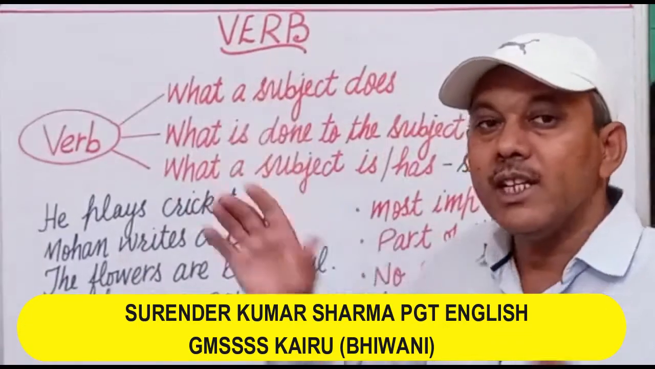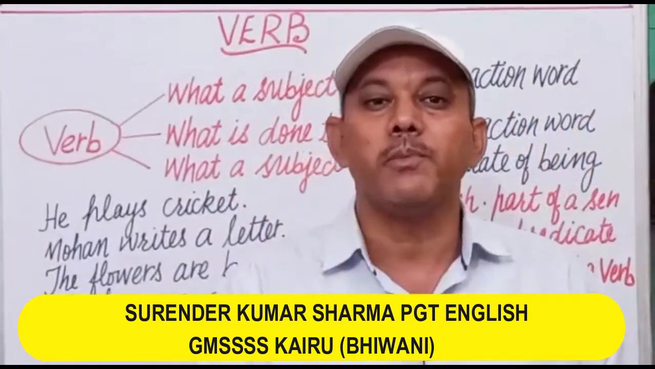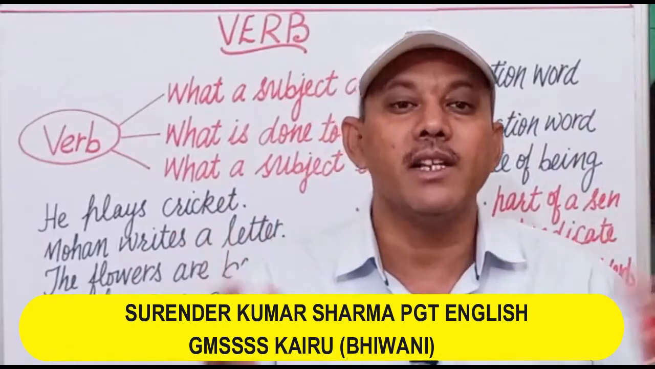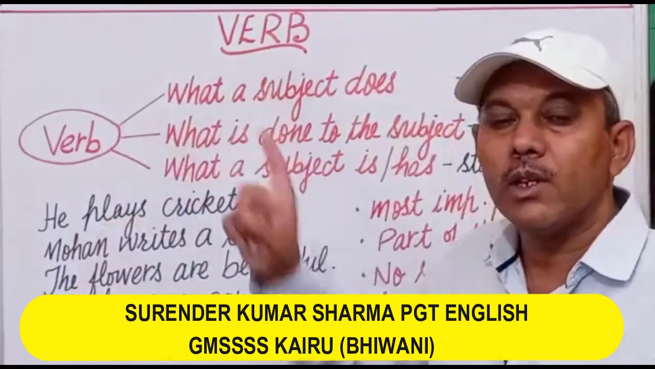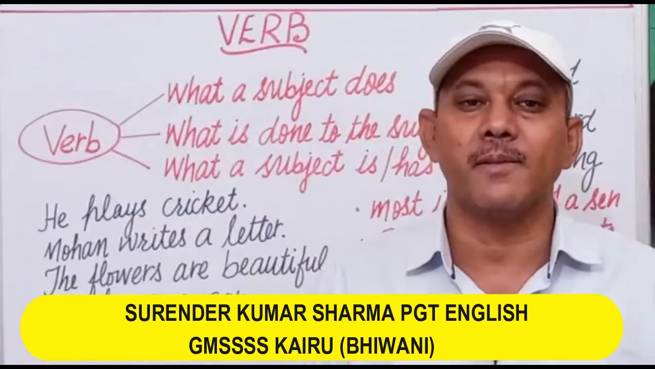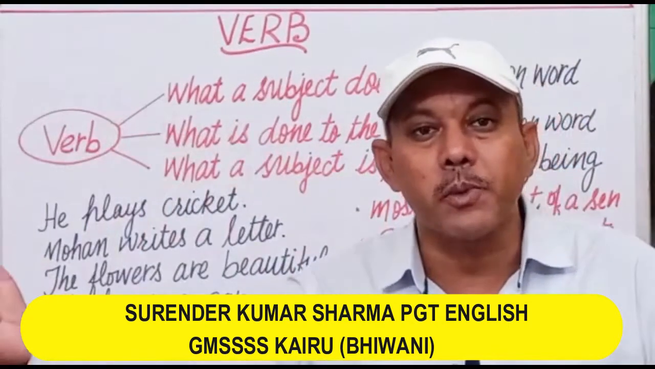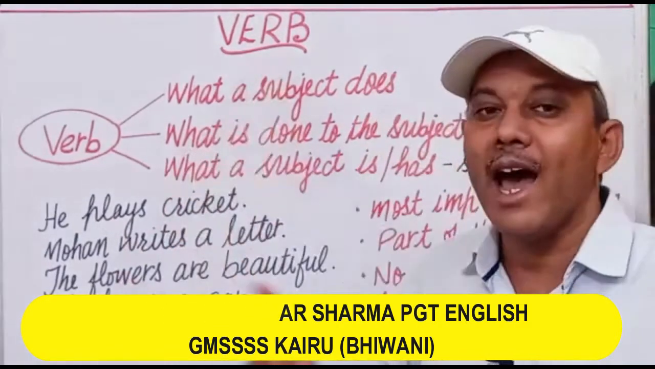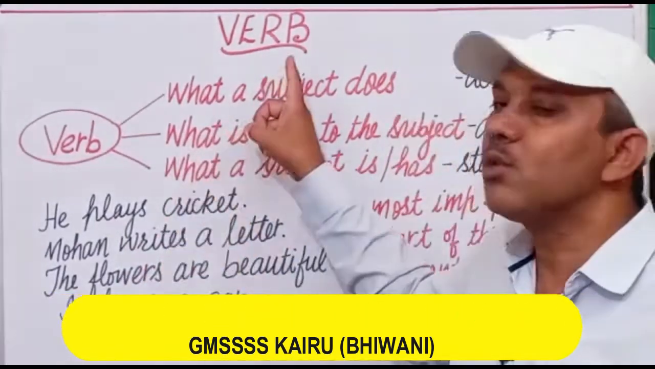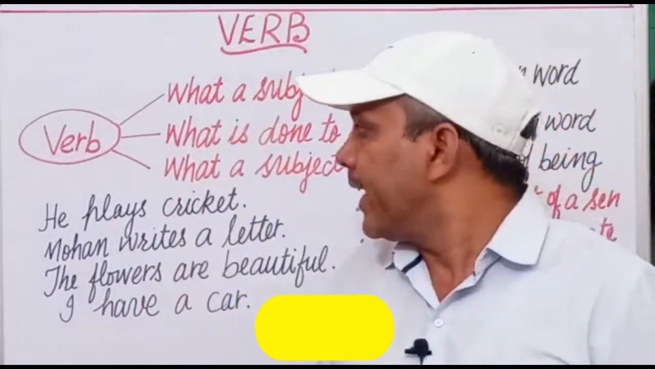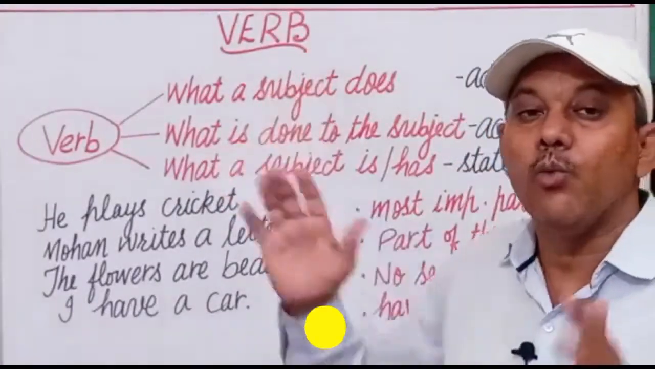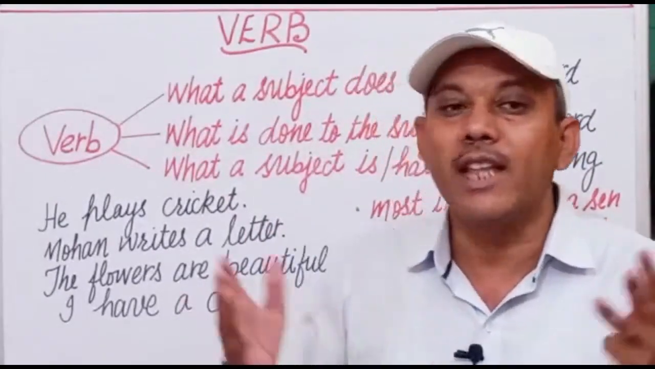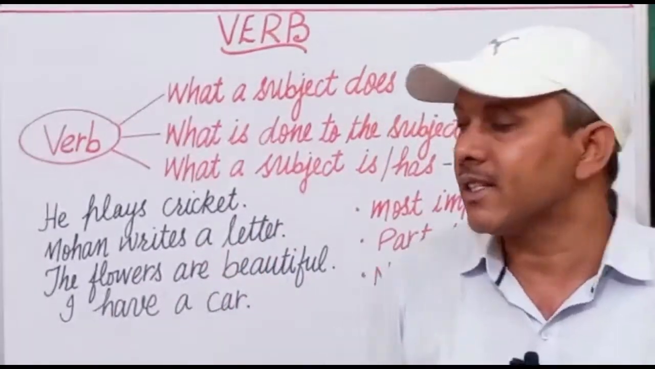Verb is the most important part of speech and it is the most important part of a sentence. Without a verb, we can't frame a sentence. Without other parts of speech, we can frame a sentence, but we can never frame a sentence without a verb. In this way, we can say that a verb plays a very important role in a sentence. Without a verb, there is no sentence.